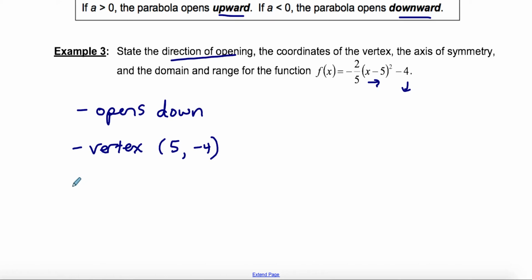The axis of symmetry, usually that's the equation of the axis of symmetry. That would be the middle line of our parabola. And because we have to go sideways 5, the middle line would be at x equals 5.